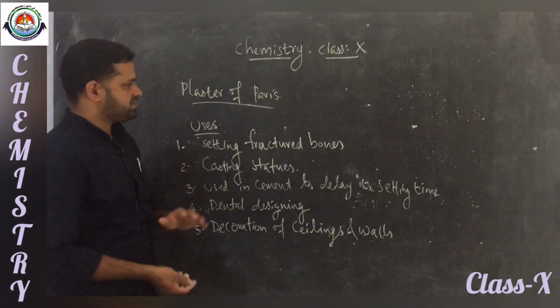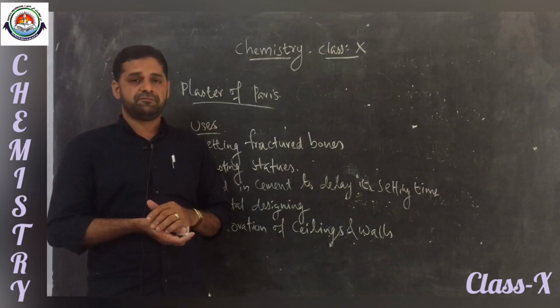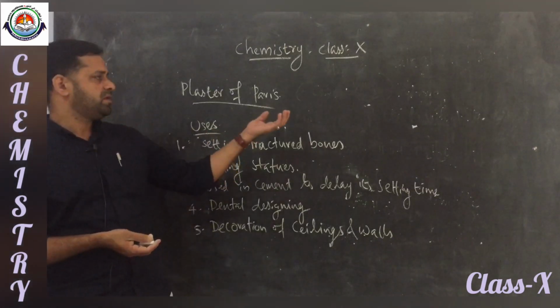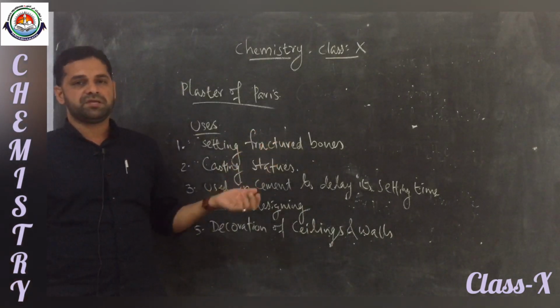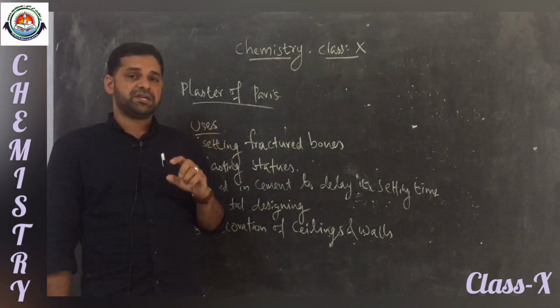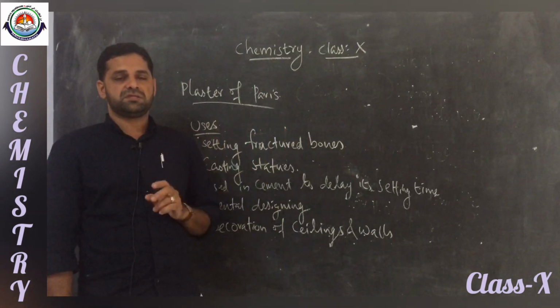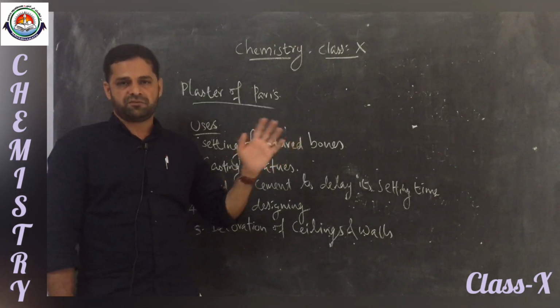So that is plaster of Paris. What is plaster of Paris? Plaster of Paris is calcium sulfate hemihydrate. That is the chemical name of plaster of Paris. It is prepared by the controlled heating of gypsum. What is gypsum? Calcium sulfate dihydrate. On controlled heating at 373 Kelvin, we get calcium sulfate hemihydrate, that is plaster of Paris.